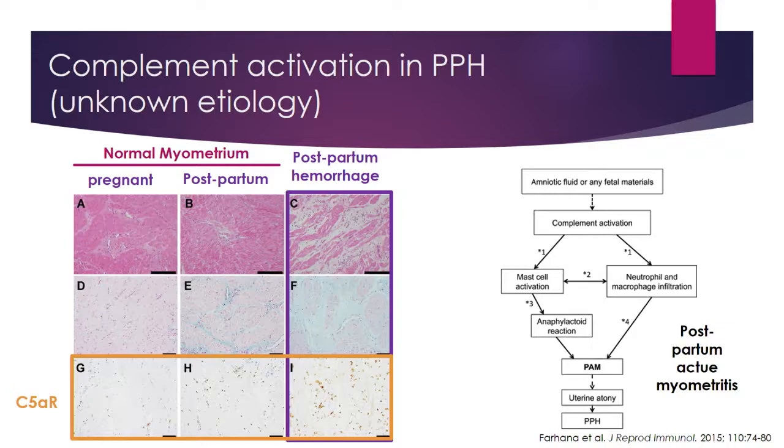postpartum hemorrhage. And so what they propose is that this could be residual amniotic fluid or fetal materials that activate complement, that lead to mast cell activation, or neutrophil trafficking through chemotaxis from complement activation, that then leads to postpartum acute myometritis and uterine atony and postpartum hemorrhage. And this is all I could find.